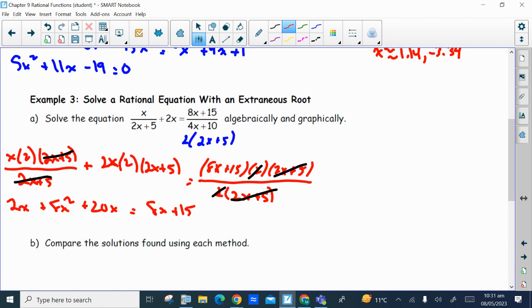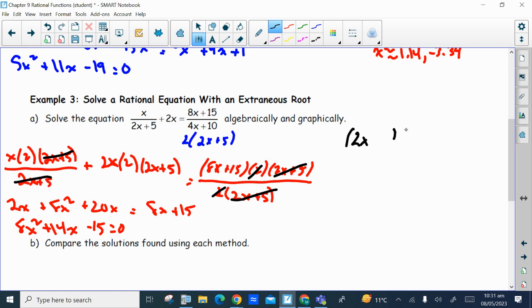And then we bring everything over to the left side. 2x and 20x is 22x. Take away the 8x is positive 14x. And then subtract the 15 from both sides. So there's the quadratic that we need to solve. And this one can be factored.